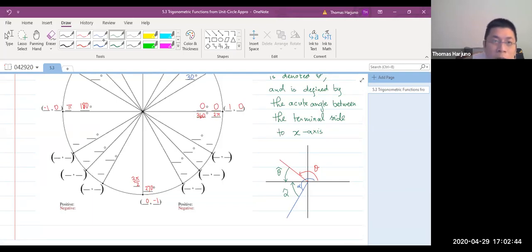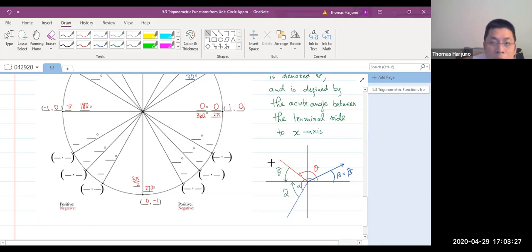Now, of course, if the angle is in quadrant 1, let me call it beta instead, then beta must be equal to the reference angle itself. However, in general, the reference angle has to be an acute angle, and it will be the angle from that terminal side to the x-axis. It doesn't have to be the positive x-axis. It may be the negative x-axis. It's fine.